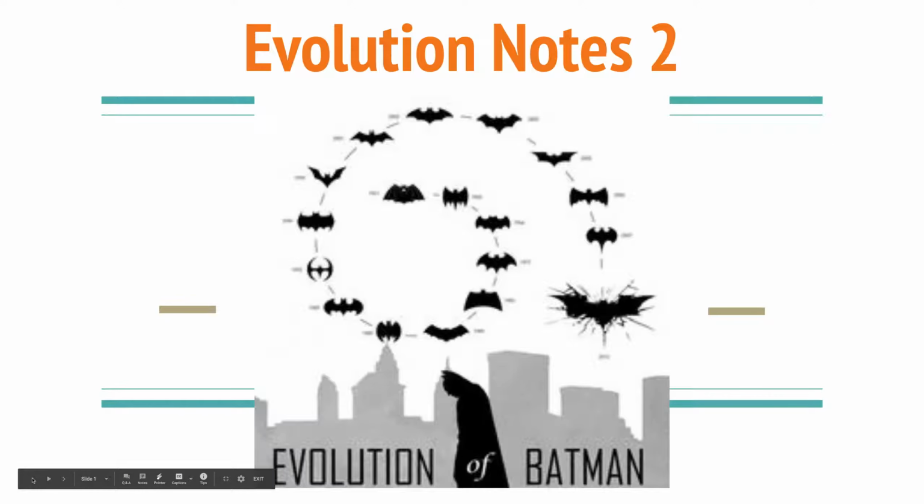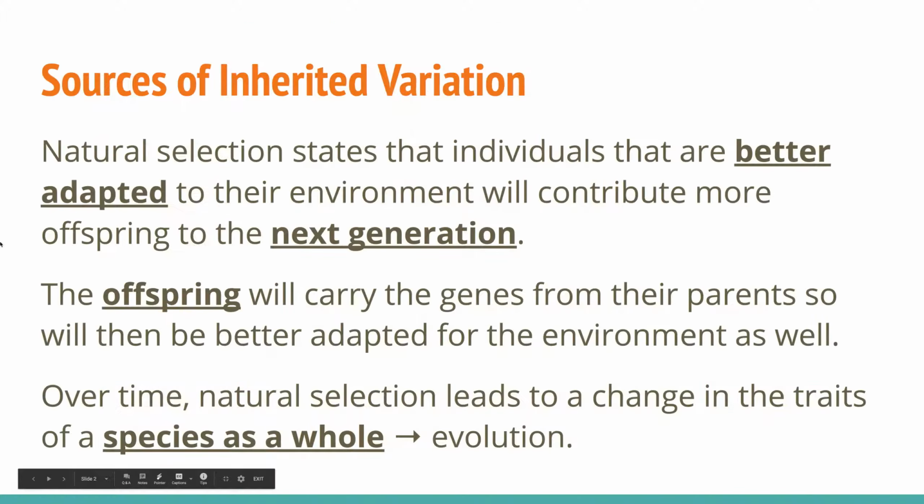So, evolution notes part two. This is section 5.5 out of your textbooks. You got a cool evolution of Batman, where it started to where the symbol is now. Okay, but moving on. So, we're looking at sources of inherited variation.